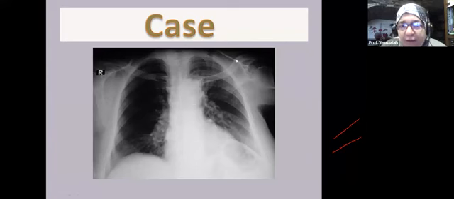Now here, look at the left side. We have an abnormal configuration of the scapula and a high position of the scapula.